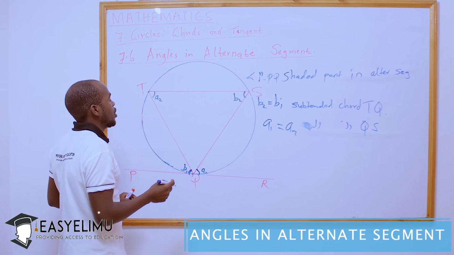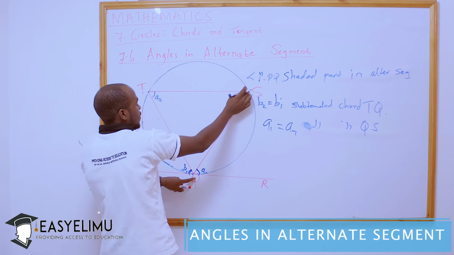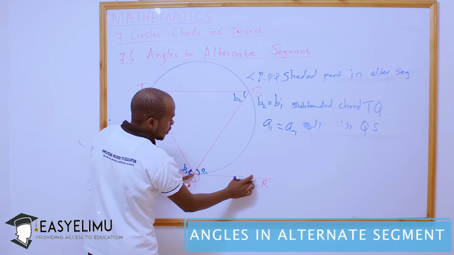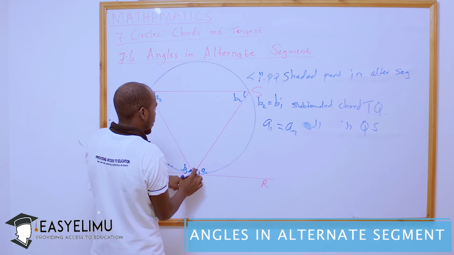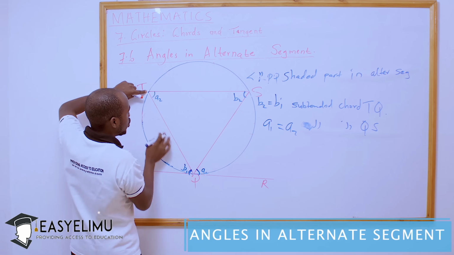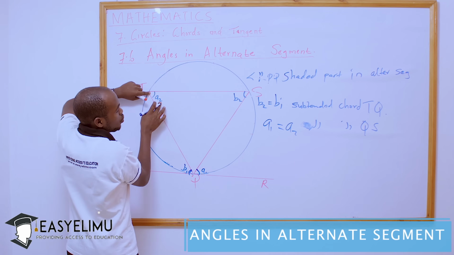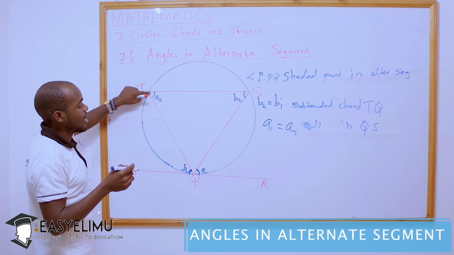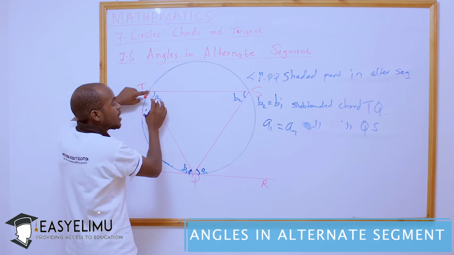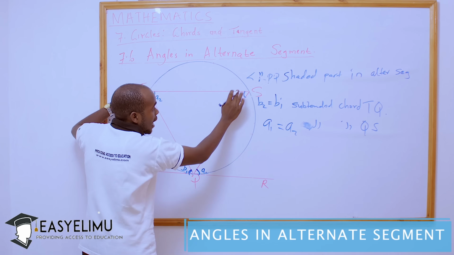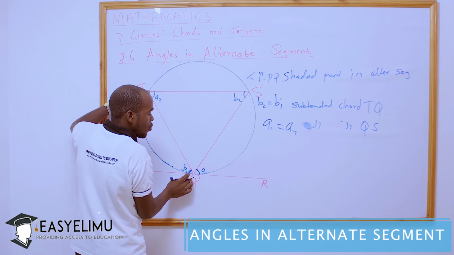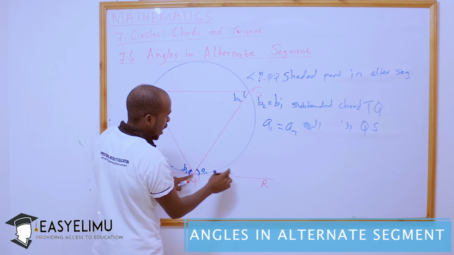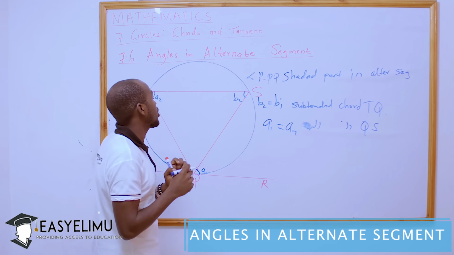So subtended by chord QS, as we can see, this chord is subtending angle A1, and at the same time is subtending another angle, which we are having as A2. But we can still talk in the same manner as we said. It's being subtended by the same arc length, which is arc length SQ. The same applies to this angle SQR, the same arc length. So that is how we give it.